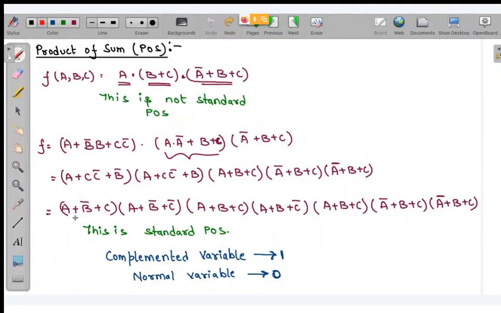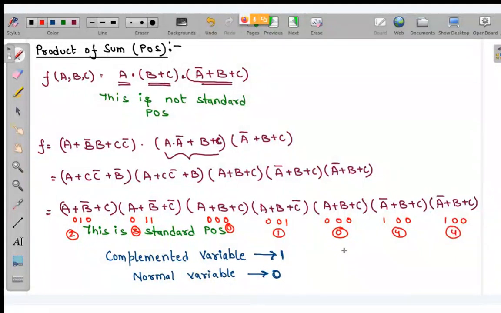So let me write it below. This will be 0, 1, 0, this will be 0, 1, 1, this will be 0, 0, 0, this will be 0, 0, 1, this will be again 0, 0, 0, this will be 1, 0, 0, and again this is 1, 0, 0. Now this corresponds to 2, this corresponds to 3, this corresponds to 0, this corresponds to 1, this 0, this corresponds to 4, and even this corresponds to 4.